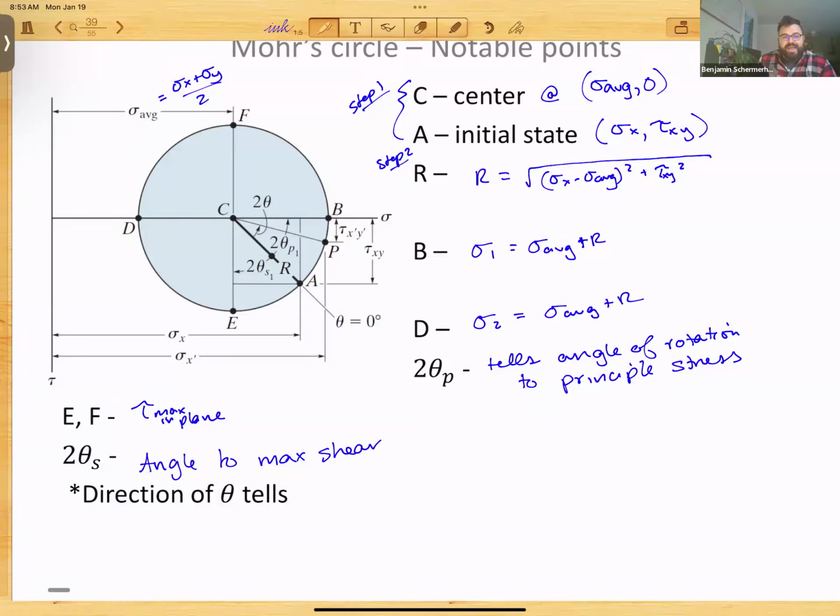And the reason we orient the axes like this, with tau being downward, is so that the direction of theta tells us which way we have to rotate our element.